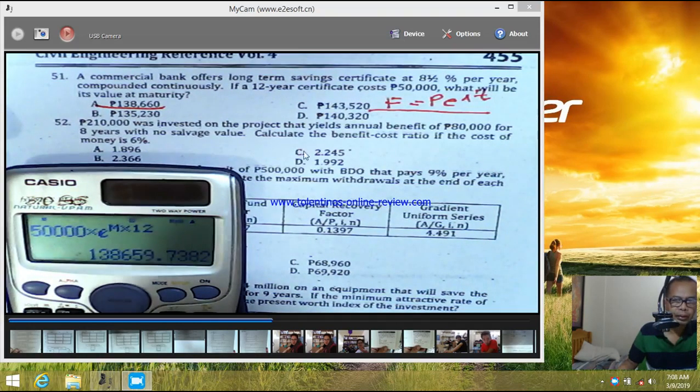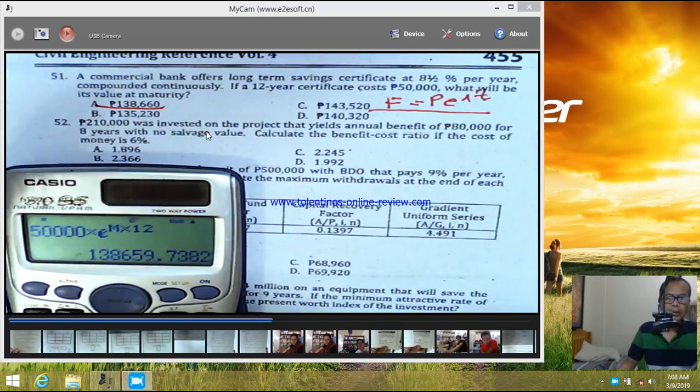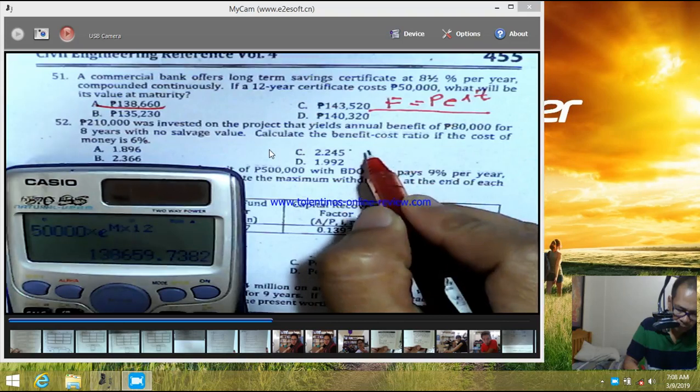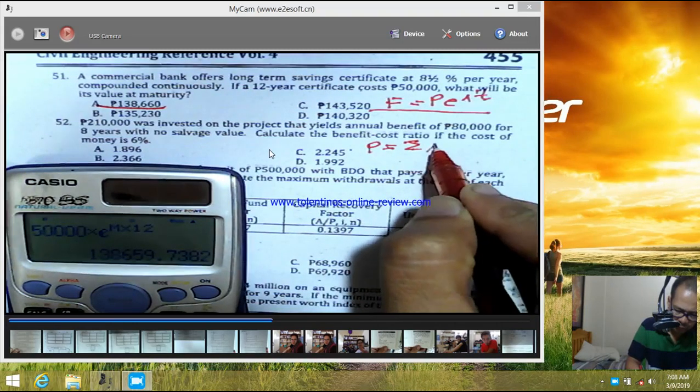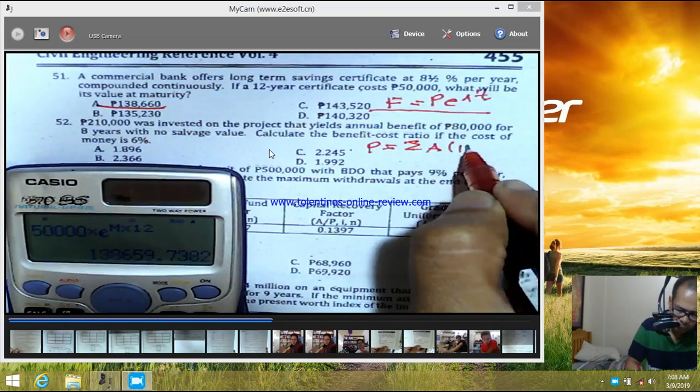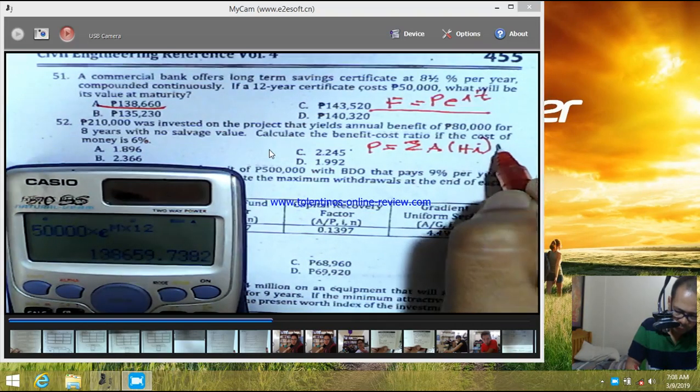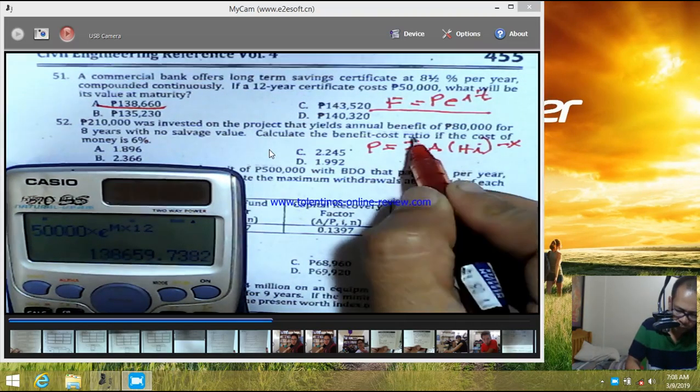210,000 was invested on the project that yields annual benefit of 80,000 for 8 years with no salvage value. Calculate the benefit cost ratio if the cost of money is 6%. Now we can use just this formula. P is just equal to the summation of A times 1 plus I raised to the negative x from 1 to n.